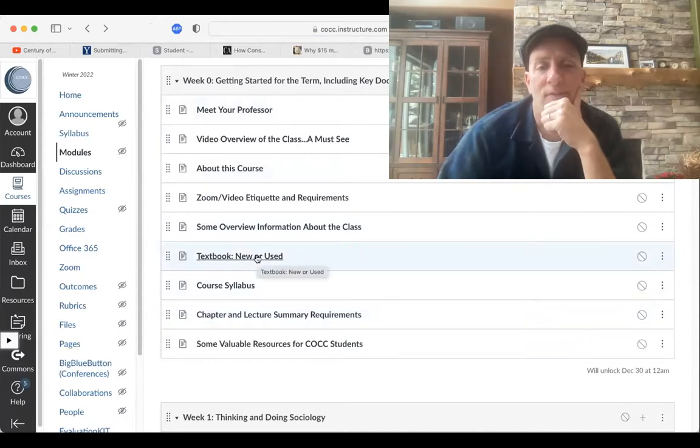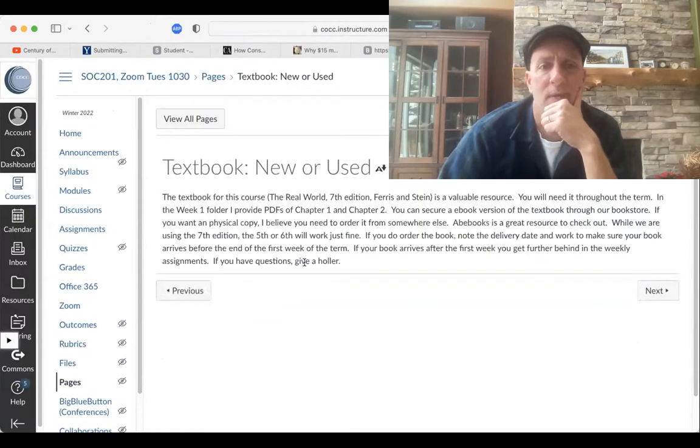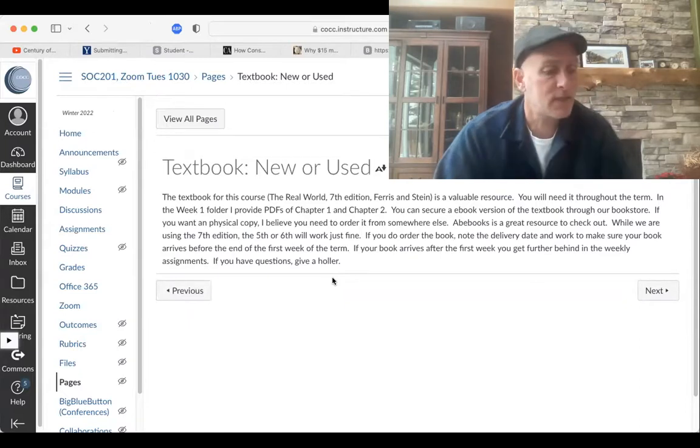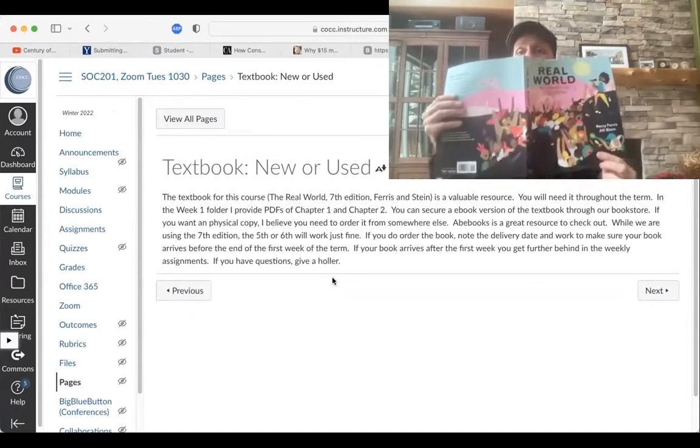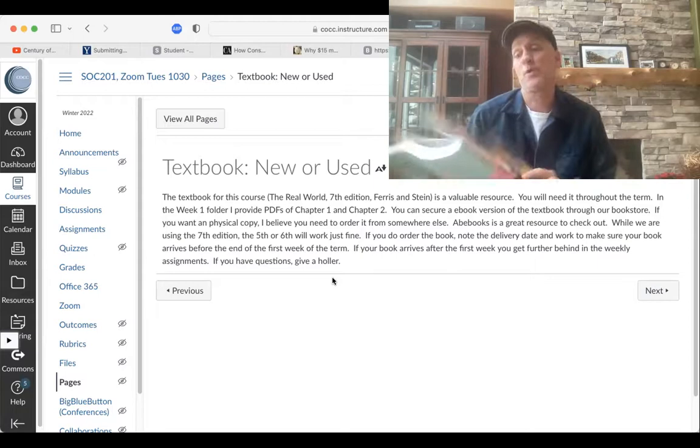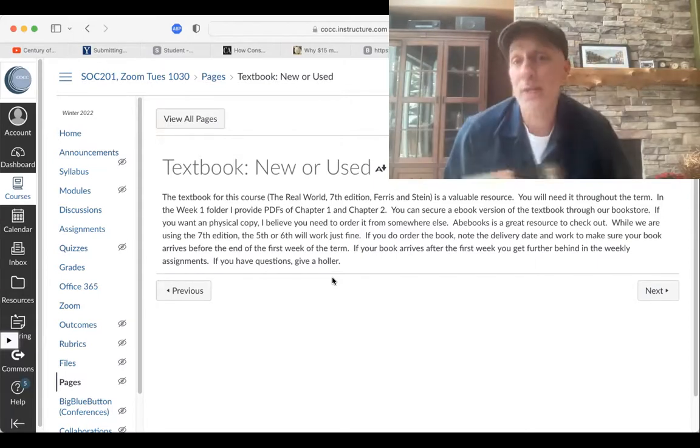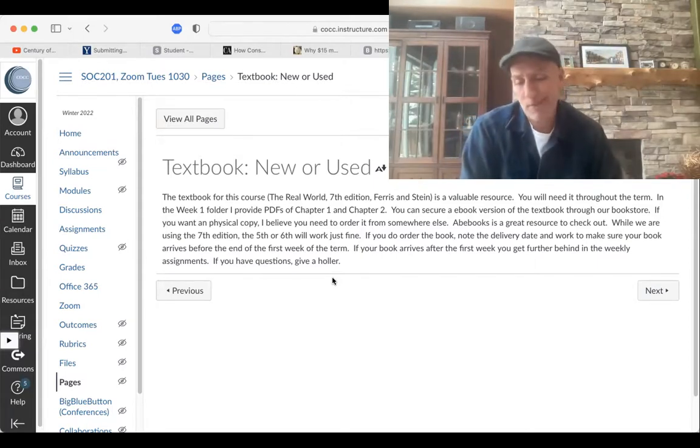One question that arises is, okay, textbook, do I need one? Do I not need one? Here's the textbook for the class called The Real World, 7th edition. It's a really engaging book. I think it's written really well in terms of accessibility to be able to understand.